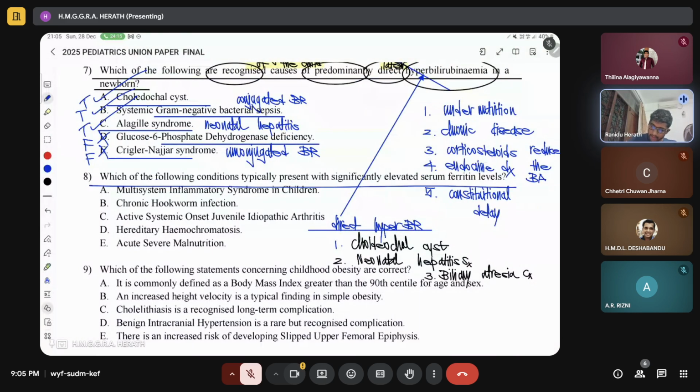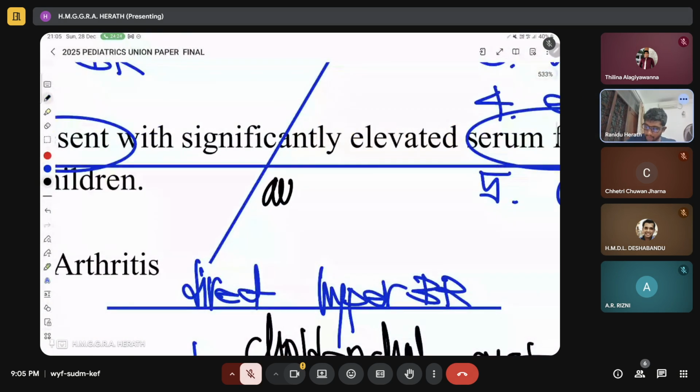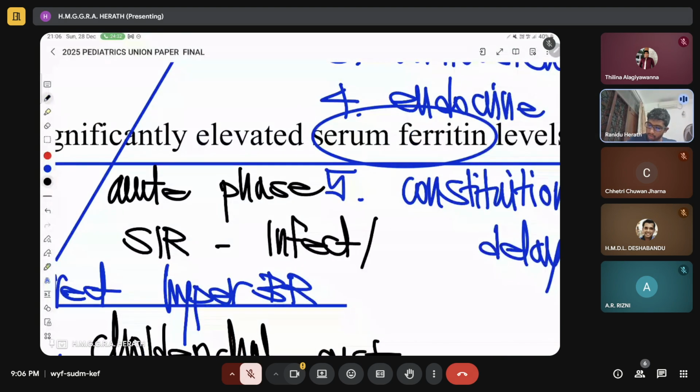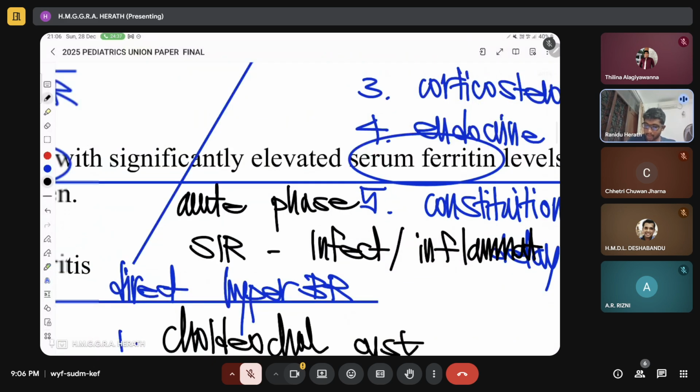Which of the following conditions are typically present with significantly elevated serum ferritin levels? Serum ferritin is an acute phase protein. It increases when there is a systemic inflammatory response, right? And this can be due to an infection, or it can also be due to an autoimmune or inflammatory reason, right? So we will check what conditions lead to increased serum ferritin levels.